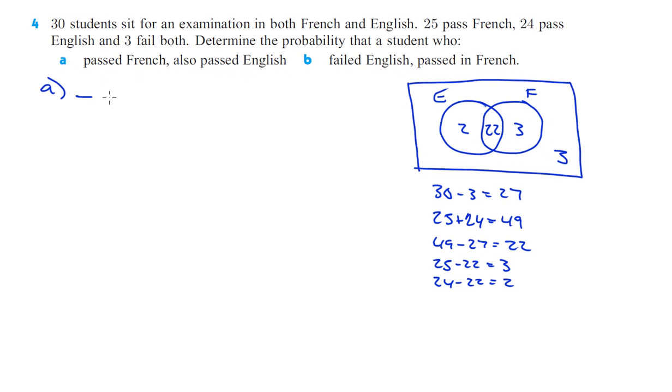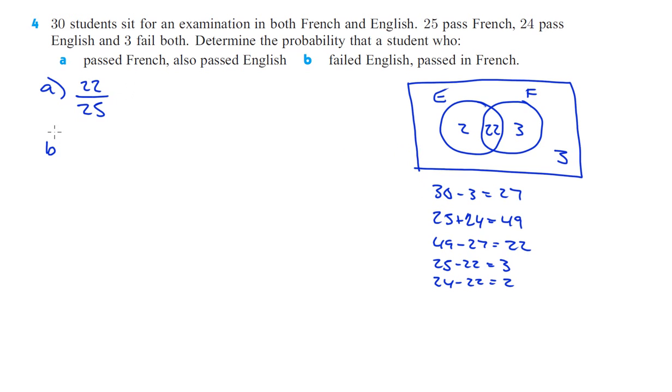So that's only 25 of these 40 total people. So how many of those people that passed French also passed English? That's these 22. So it's 22 out of 25, right? And I don't think we can reduce those, so we're just going to leave that there.